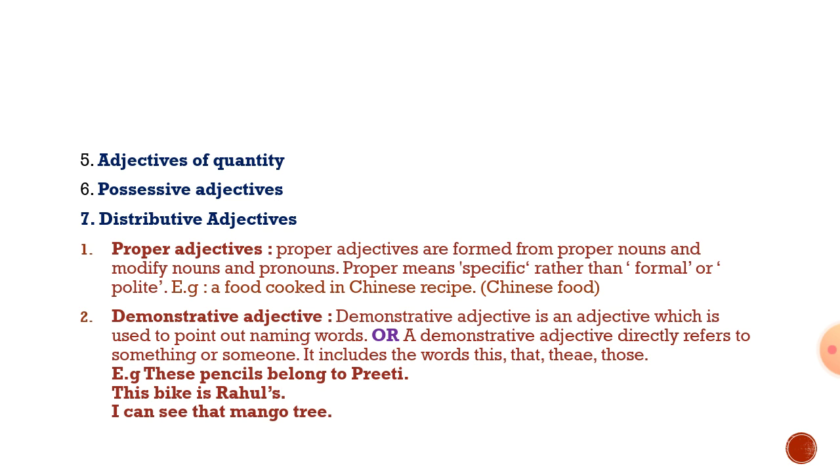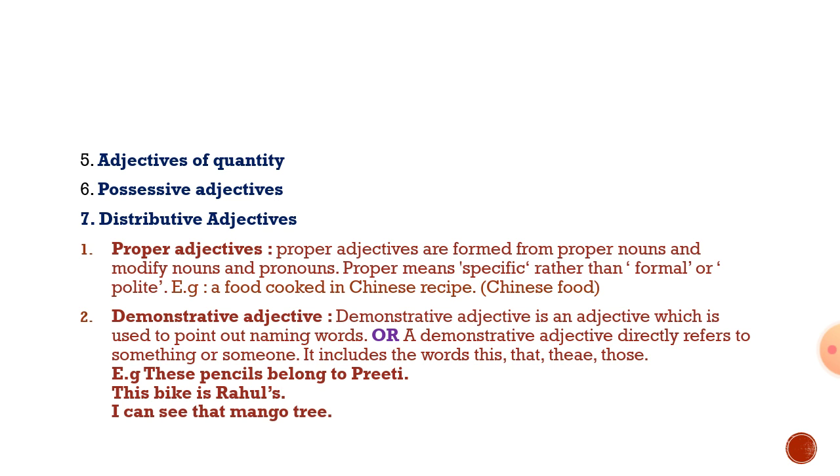Now let's discuss demonstrative adjective. A demonstrative adjective is an adjective which is used to point out naming words. Or we can say that a demonstrative adjective directly refers to something or someone. It includes the words this, that, these, those. For example, first is these pencils belong to Preeti. Second example is this bike is Rahul's. Third example is I can see that mango tree.